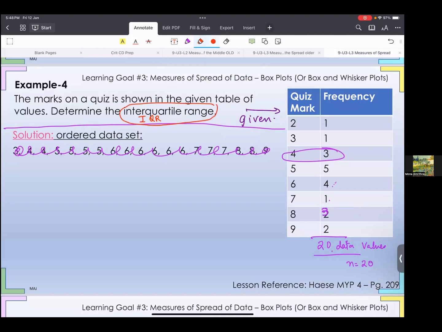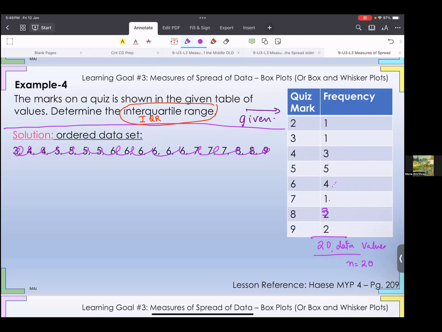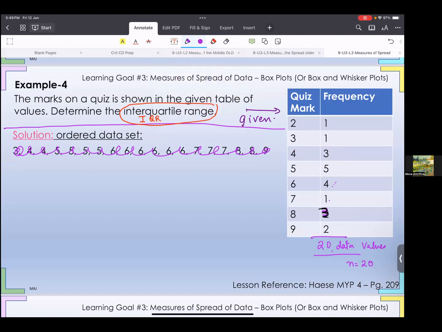So there's a table that's given. Sorry, I'm just going to erase that. And this value here is 3, just so you know. That's a typo, that should be 3. So we want to find the interquartile range. First we want to list out the numbers. There's 1, 2, there's 1, 3. There are 3 4s, 1, 2, 3.